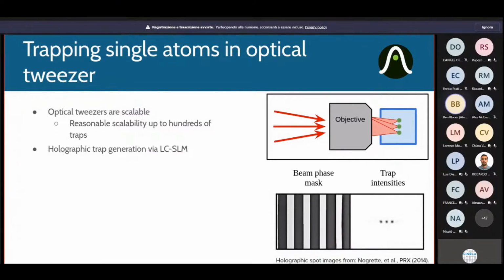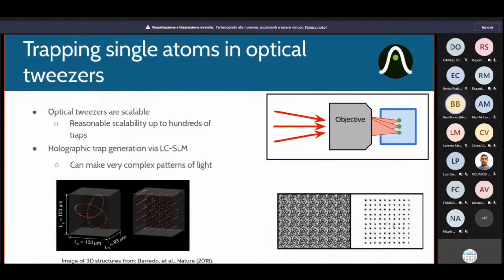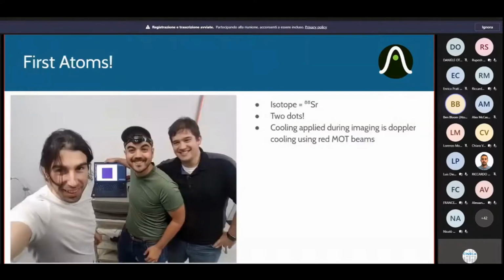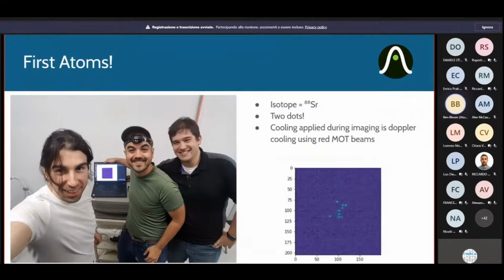Obviously, we don't actually want to build a system for sending many beams in the back of an optical objective. So instead, we use these things called liquid crystal spatial light modulators, or you could use other patterning equipment to actually get the atoms into many, many traps. Once you do this, you can create very, very arbitrary trap arrays.